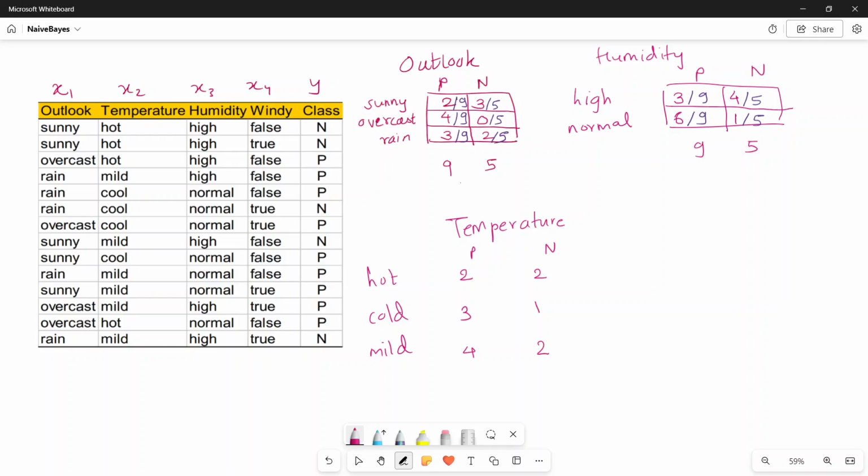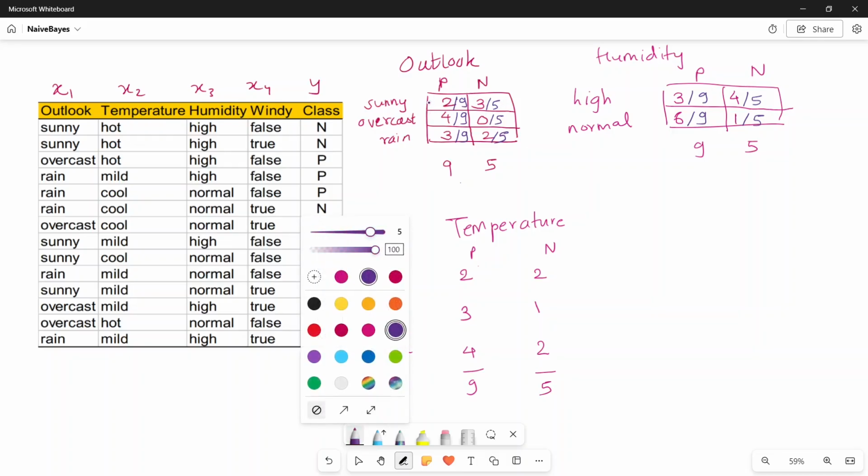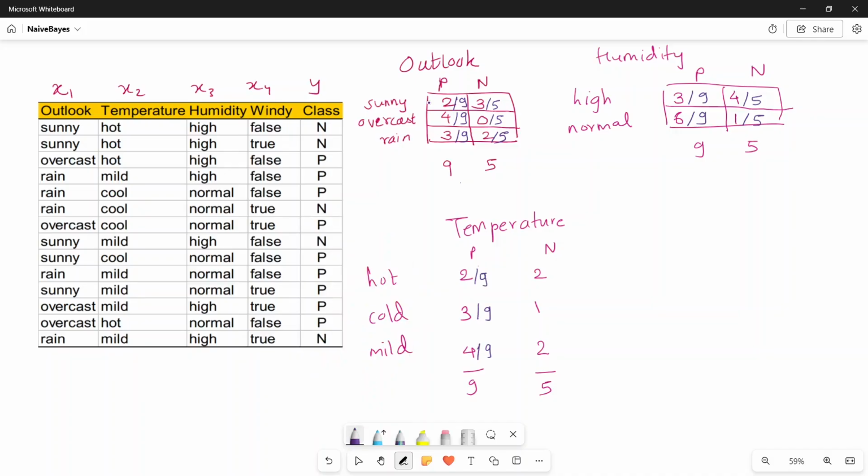Okay, and if you calculate the sum over here, it's 9. If you calculate the sum over here, it's 5. And then you calculate in this way. So this is 2 by 9, 3 by 9, 4 by 9, and this is 2 by 5, 1 by 5, 2 by 5. Probability that the temperature is hot given that the person goes out to play is 2 by 9. And just one more value to make you understand: probability that the temperature is mild given the person does not go out to play is 2 by 5.